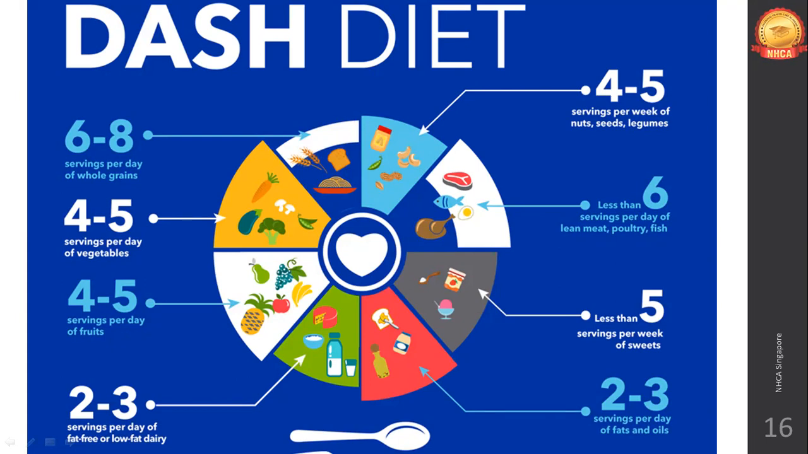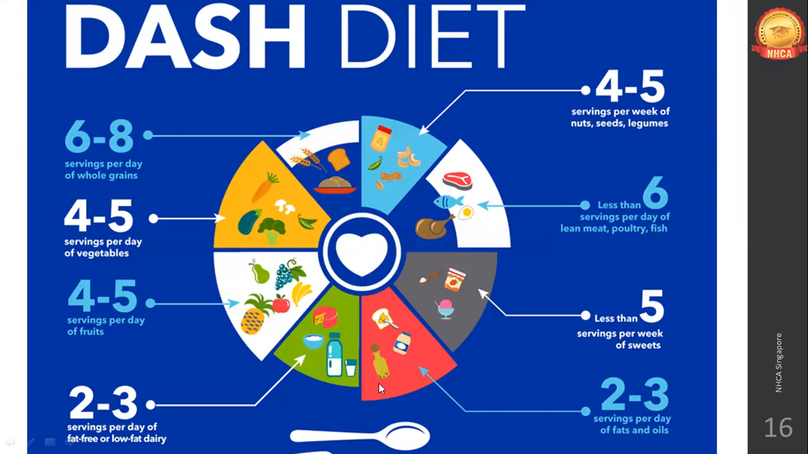This is the DASH diet. The DASH diet can also be followed by people who have cardiovascular diseases. In the DASH diet, you can see here a plate has been cut down into different formats, showing how much amount of food should be taken. For example, legumes, nuts, and seeds, 4 to 5 servings per week. Poultry, lean meat or fish, less than 6 servings per day. Anything sweet that has trans fat, less than 5 servings per week.